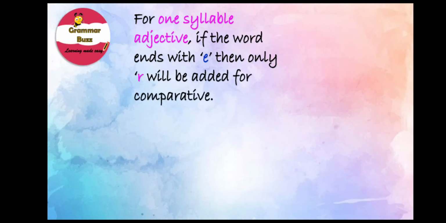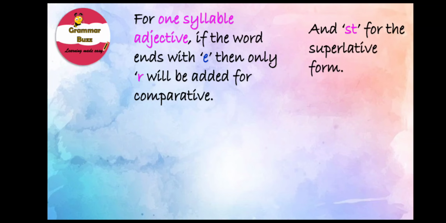And that is, for a one-syllable adjective, if the word already ends in an e, then we simply add an r to form its comparative degree. Keep in mind that we are not adding an er simply because the word already ends in an e. Similarly, to form the superlative degree of comparison, we will only add an st to the positive degree and not an est, because the word already ends with an e.